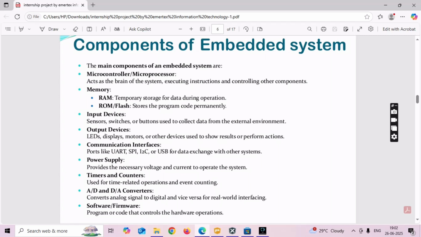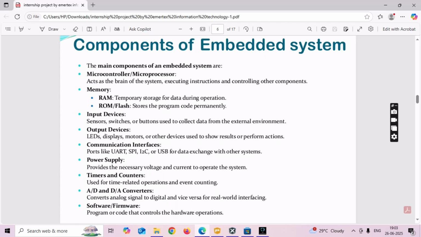Here we can see the main components of an embedded system. At first, the microcontroller or microprocessor acts as the brain of the system, executing instructions and controlling other components. Then memory. Memory is divided into two parts: RAM and ROM. What is RAM? RAM is a temporary storage for data during operation. Then ROM stores the program code permanently.